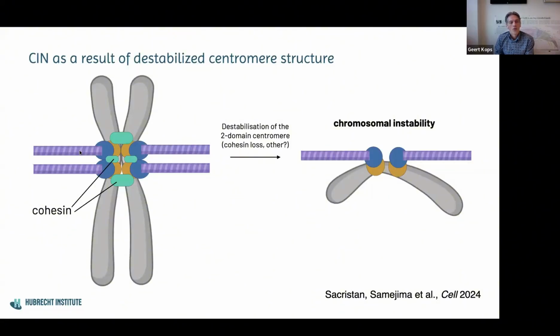If you have 2 fibers that need to connect to the same sister chromatid and to the double structure, you can also imagine how this could go wrong and create a merotelic attachment that would then be a driver of lagging chromosomes. One potential way to do this, of course, is if you have structural alterations in the centromere itself, but also if you have any issues with cohesin, for example.